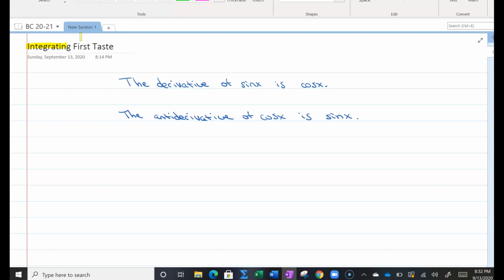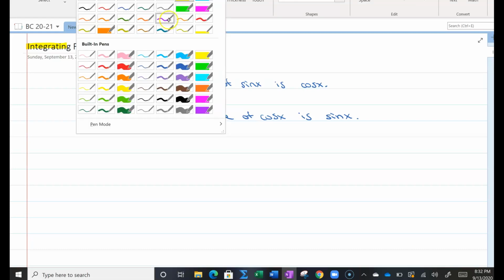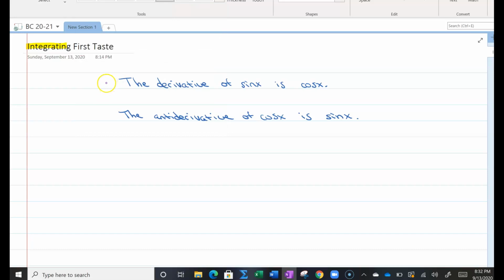So this first sentence should not surprise or disturb any of you. The derivative of sine x is cos x. The analogous statement is that the antiderivative of cos x is sine x. When we talk about the antiderivative, we are in effect talking about, quote unquote, going backwards. If you're asked for the antiderivative of cos x, you're asking what function has a derivative that is cos x, and of course the answer here is sine x.